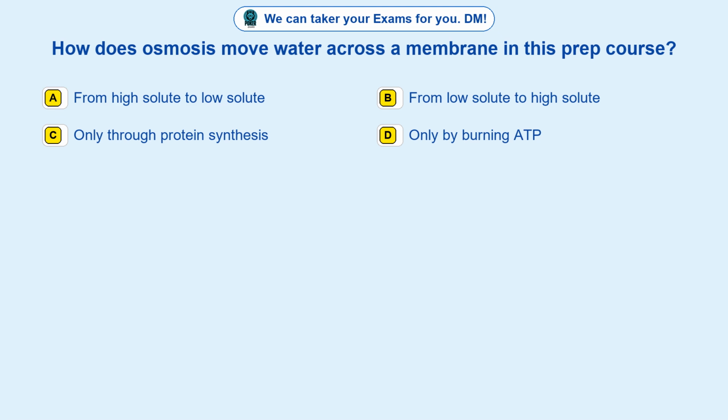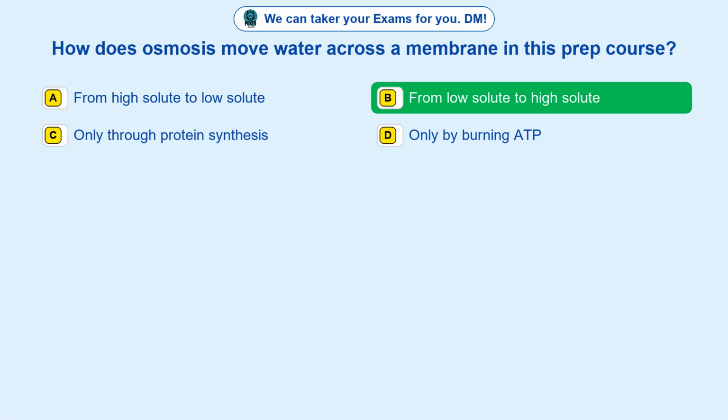Question 6. How does osmosis move water across a membrane in this prep course? Option A, from high solute to low solute. Option B, from low solute to high solute. Option C, only through protein synthesis. Option D, only by burning ATP. The correct answer is option B, from low solute to high solute.